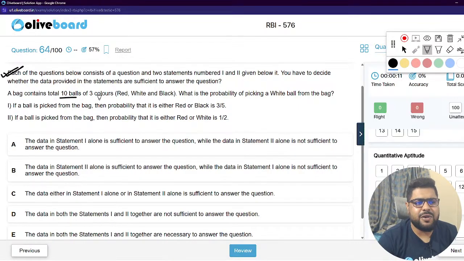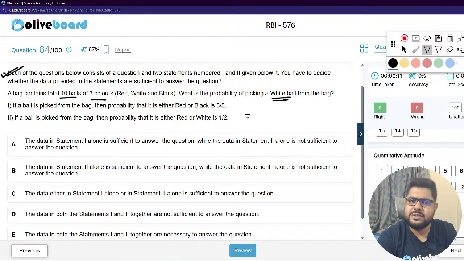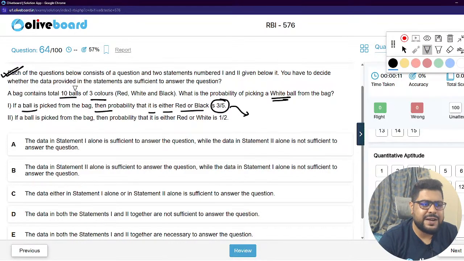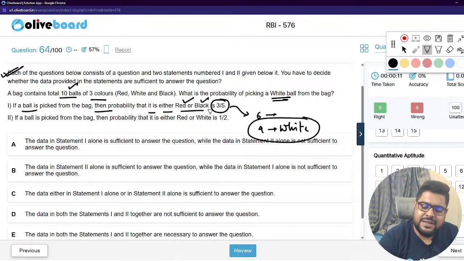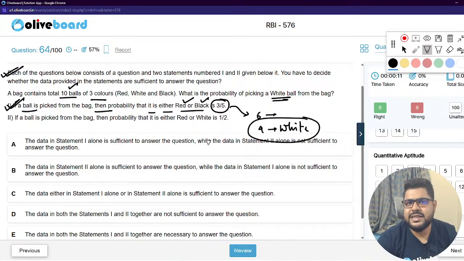A bag contains 10 balls of 3 colors, red, white, and black. I need to figure out the number of white balls. Statement 1: if a ball is picked from the bag, the probability that it is either red or black is 3 by 5. So 3 by 5 is the probability that it is red or black, meaning not white. So 2 by 5 will be white. That means from here I can answer the question.